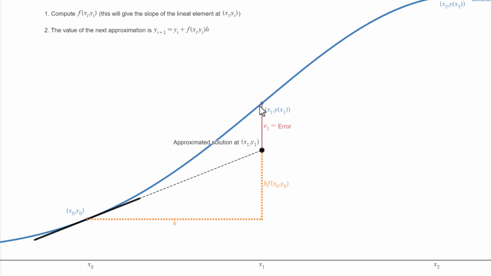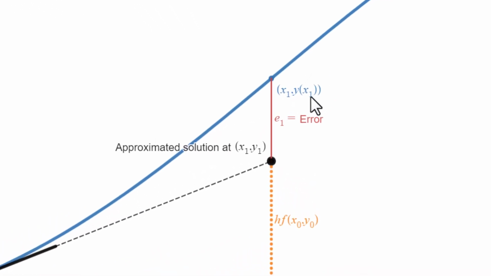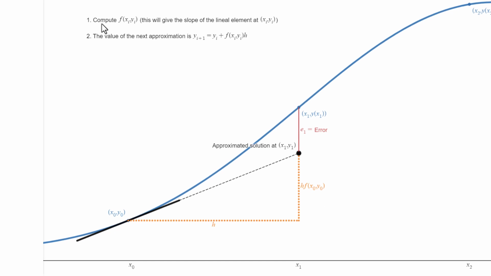Notice there is an error here. We'll call that error e sub 1. And you can easily compute that error by just saying, well, what's the difference between the y value at x sub 1, the true y value, which normally you would not have, but during a homework assignment, generally they give you the actual function. So you take the difference between that y value and your approximated y value, which is called y sub 1. So the steps to Euler's method are listed right here.